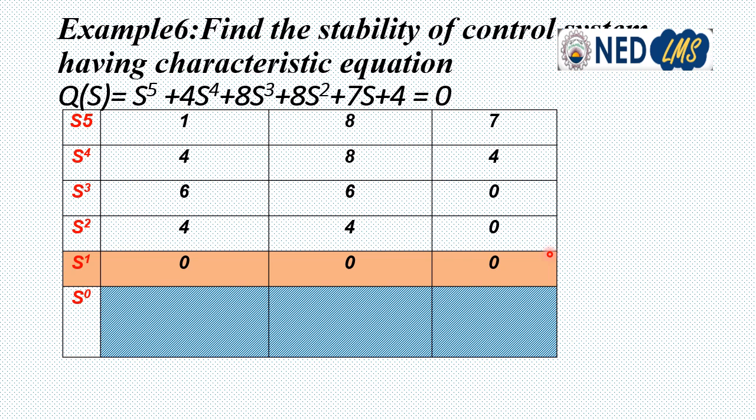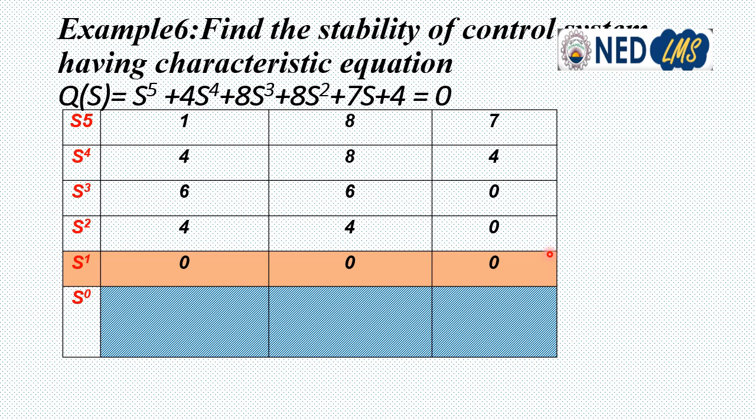Now we'll see some other example. This is actually example number 6. Find the stability of the control system having the characteristic equation s raised to the power 5 plus 4s raised to the power 4 plus 8s cubed plus 8s square plus 7s plus 4 equals 0.